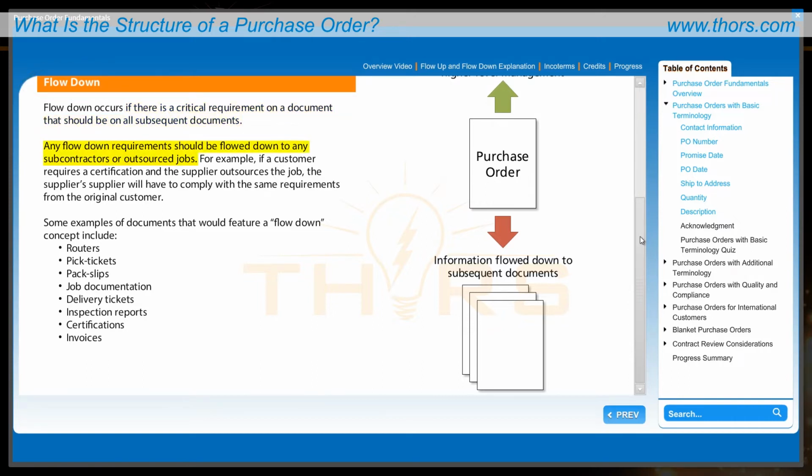Any flow down requirements should be flowed down to any subcontractors or outsourced jobs. For example, if a customer requires a certification and the supplier outsources the job, the supplier's supplier will have to comply with the same requirements from the original customer. Some examples of documents that would feature a flow-down concept include routers, pick tickets, pack slips, job documentation, delivery tickets, inspection reports, certifications, and invoices.